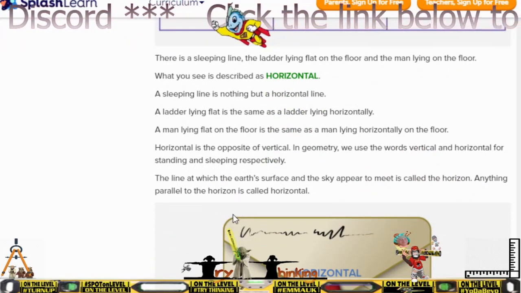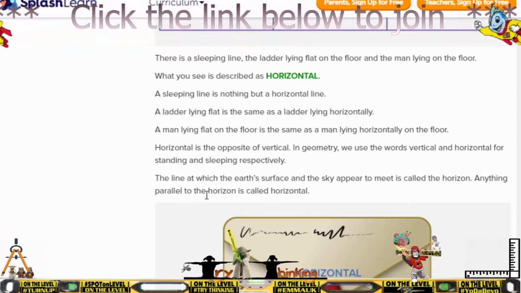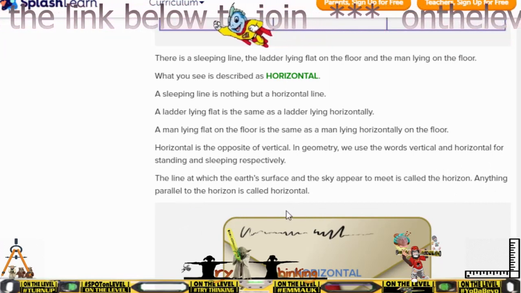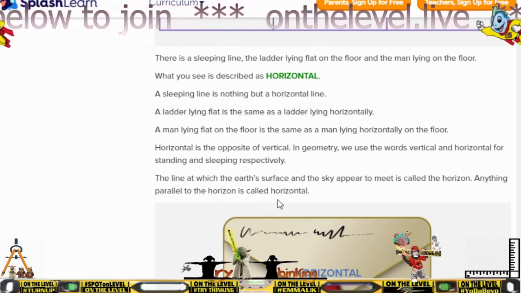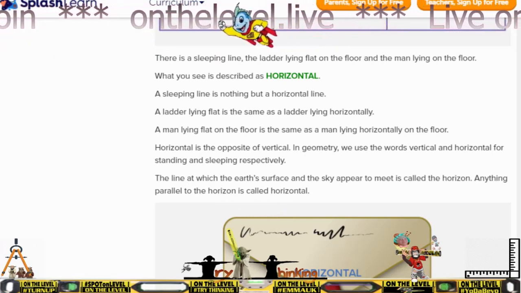Yeah, horizontal is opposite of vertical. In geometry, anything we use the word... Yep. Parallel to the horizon is called horizontal. Oh, hey, yeah, okay? Parallel to the horizon. We found it on this website. I guess we better ignore all of the previous criticisms. Okay, wait a minute.